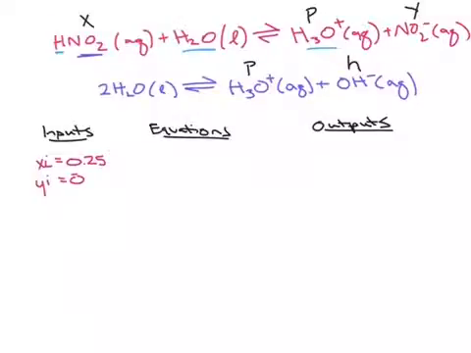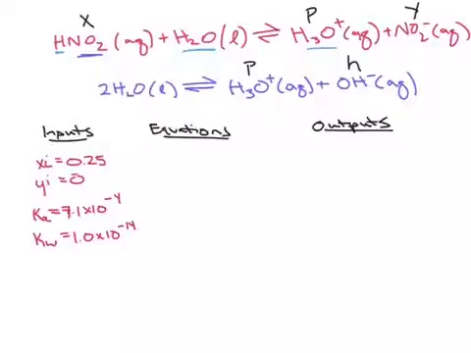Since this is a weak acid, we will always include as one of our inputs the value of Ka, which you can find on your formula page in that table. In this case, it's 7.1 times 10 to the minus 4. Another input that we will always know for our acid-base problems is Kw, which is equal to 1.0 times 10 to the minus 14th.